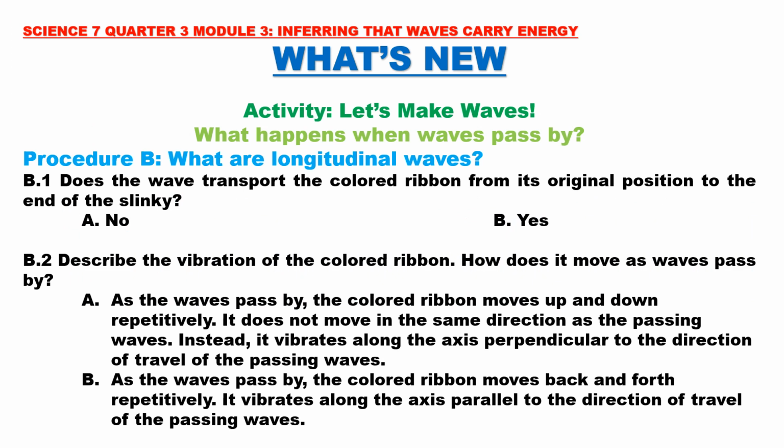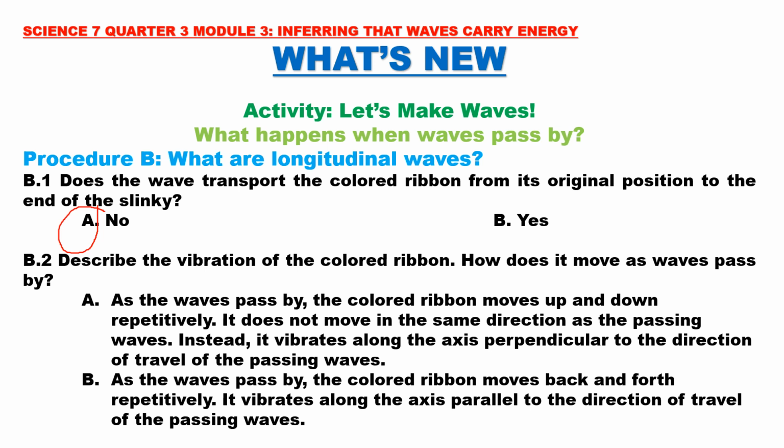So, we have questions to answer. So, B1. Does the wave transport the colored ribbon from its original position to the end of the slinky? So, yung bang colored ribbon natin na nakadikit doon sa ating slinky, nalipat daw ba from its original position to the end of the slinky? Nalipat daw ba sa dulo ng slinky yung ating ribbon? So, the answer for this is no, hindi. Kasi di ba nakadikit nga siya doon sa slinky. So, paano siya mapupunta doon sa dulo?